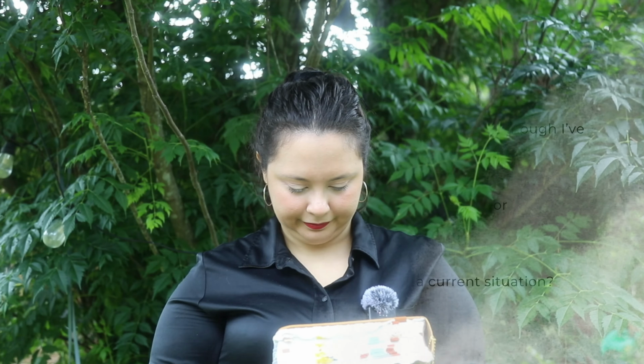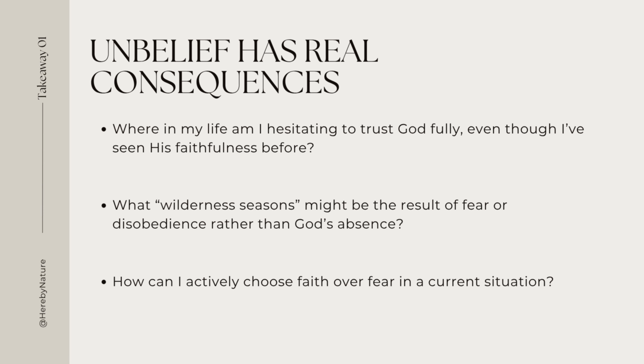The journal prompts for the first key takeaway are: Where in my life am I hesitating to trust God fully, even though I've seen his faithfulness before? What wilderness seasons might be the result of fear or disobedience rather than God's absence? How can I actively choose faith over fear in a current situation?